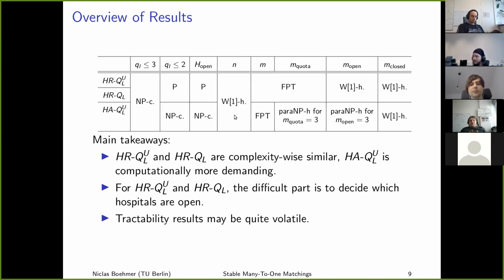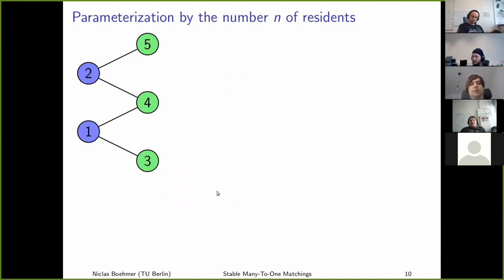And in the following, I want to present to you this W1 hardness reduction for the number of residents. The reduction is from multicolored independent set. So we are given a graph where each vertex is colored in one of k colors. And the question is whether there exists an independent set of size k, which contains exactly one vertex of each color. So for example, here now 1, 5 would be a solution, because this is an independent set and it contains one blue vertex and one green vertex. On the other hand, 1, 2 would not be a solution because we don't have a vertex of the green color and 2 vertices of the blue color here.